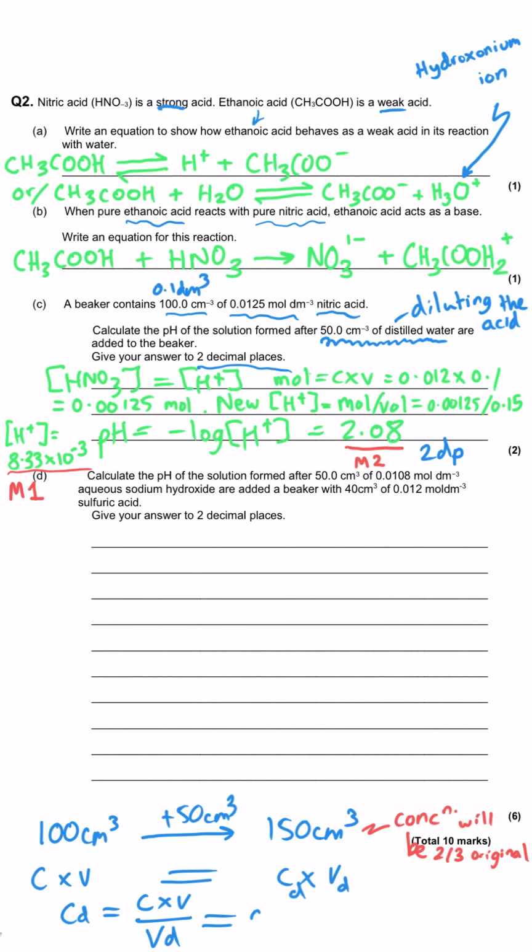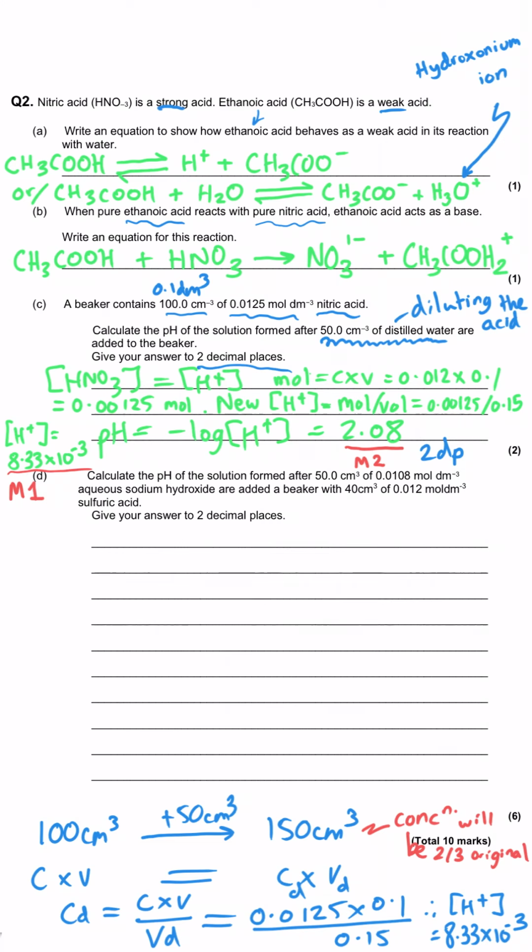And so in terms of crunching the numbers in, the conc was 0.0125, the volume was 0.1, the new volume was 0.15, and so we get our hydrogen ion concentration this way instead. Personally, I prefer the method that I showed up in the actual question space, but it is totally up to you, whichever you want to use.